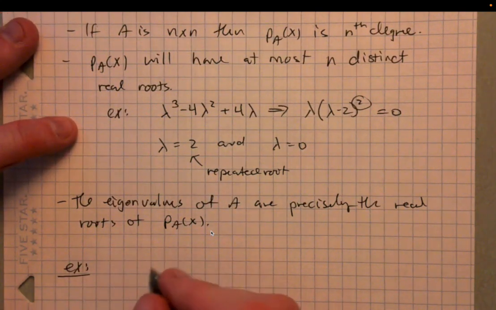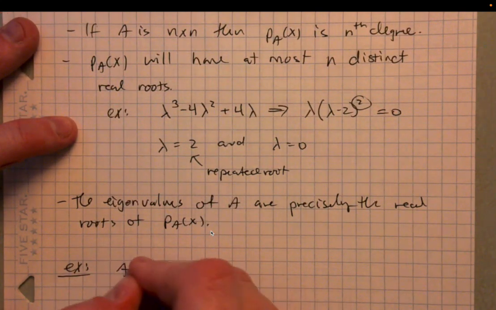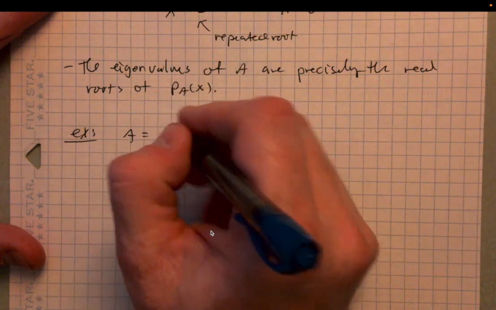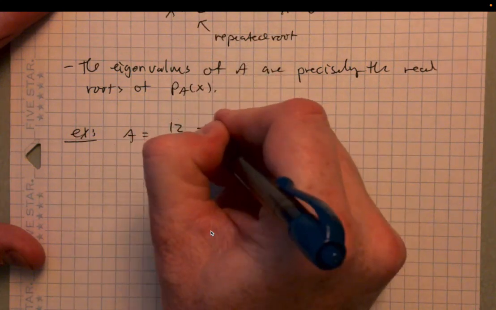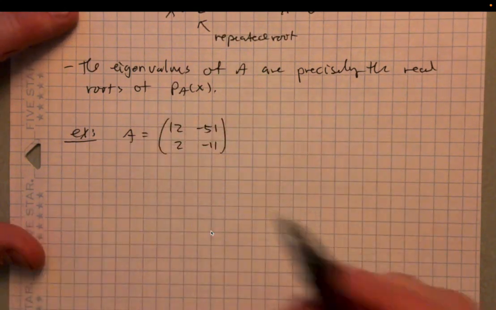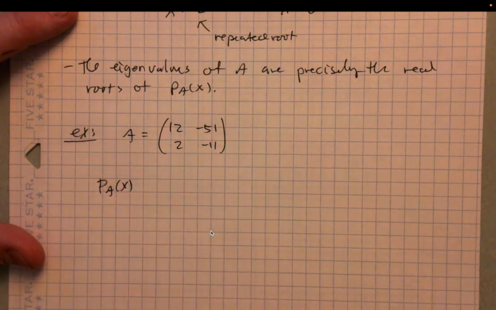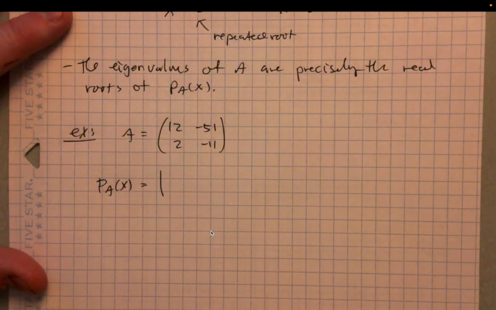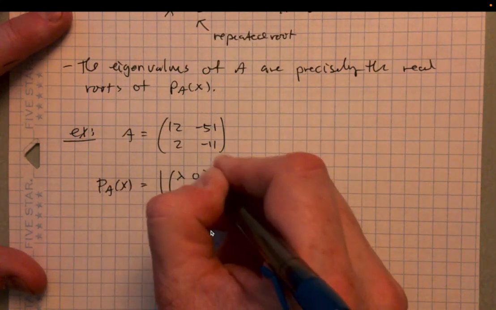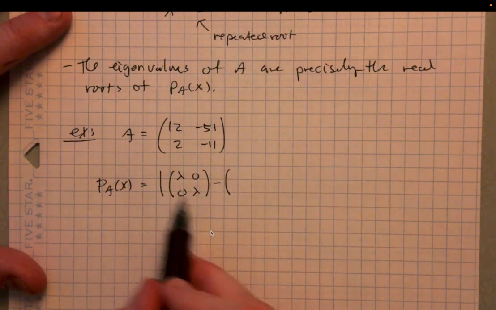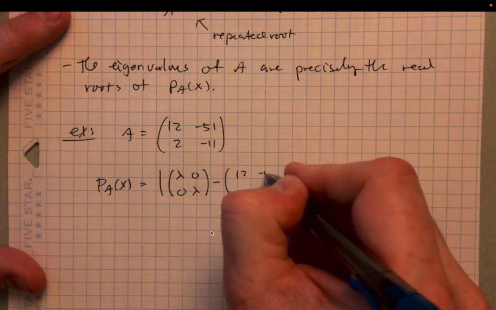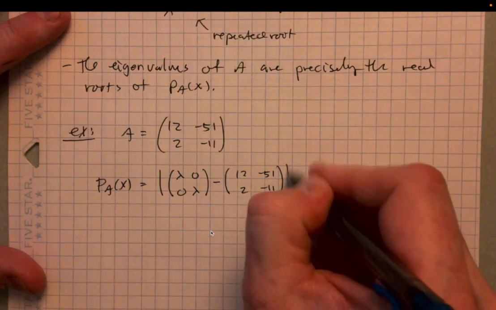Okay, so let's make a slightly smaller example so we can work it from end to end. We'll let A equal this 2 by 2 matrix: 12, negative 51, 2, and negative 11. We want to find the characteristic polynomial. We know that's going to be equal to the determinant of lambda, 0, 0, lambda, minus A. So whatever lambda happens to be, lambda times I is this, and A is 12, negative 51, 2, negative 11.